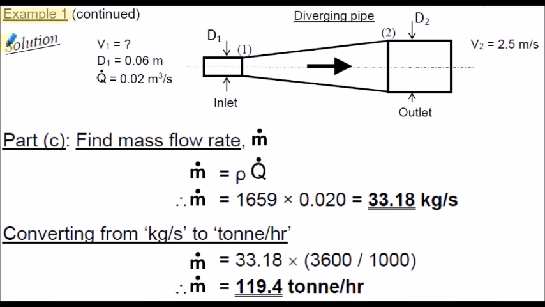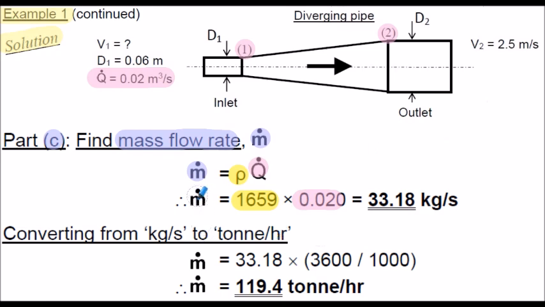Example 1, solution continued. In part C, we've got to find the mass flow rate as m dot. We're given in the question Q dot, which for continuity must be the same through section 1 as section 2. So to find the mass flow rate, m dot is equal to the mass density of the acid, 1659 kilograms per meter cubed, multiplied by the volumetric flow rate, Q dot, of 0.02 meters cubed per second.